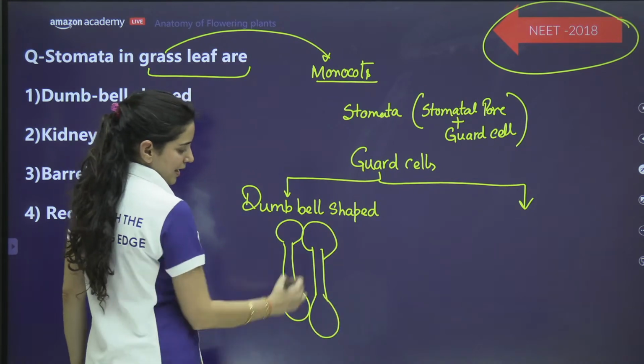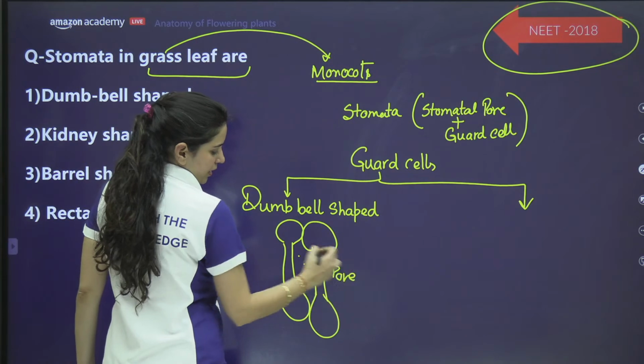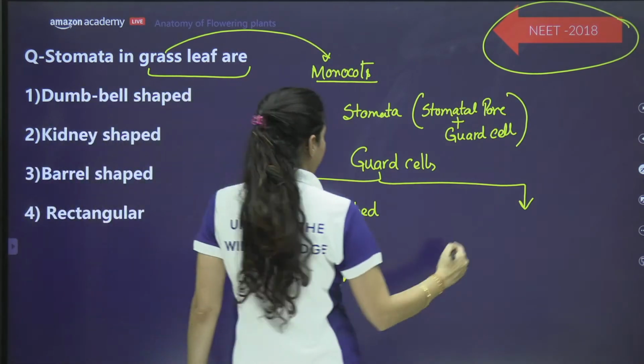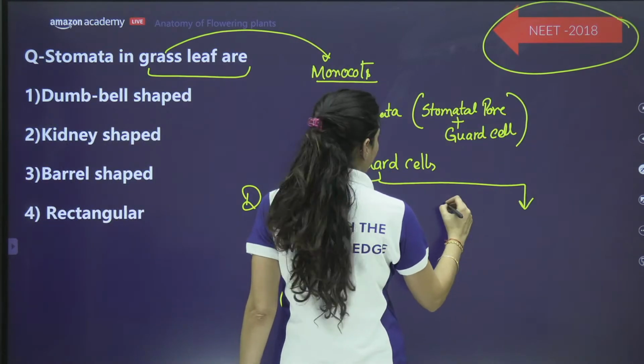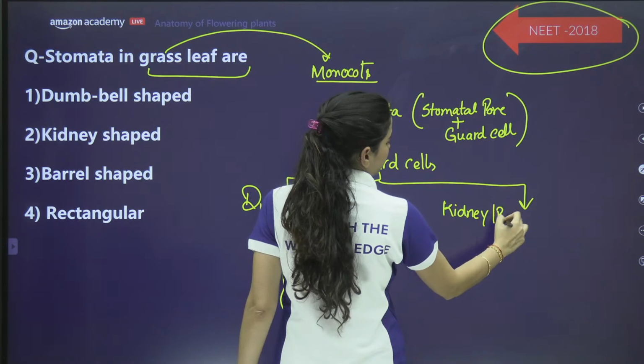Yeah. And here will be the pore. This is going to be the pore, and these are the guard cells. Whereas in case of monocots, the shape is kidney or bean shape.